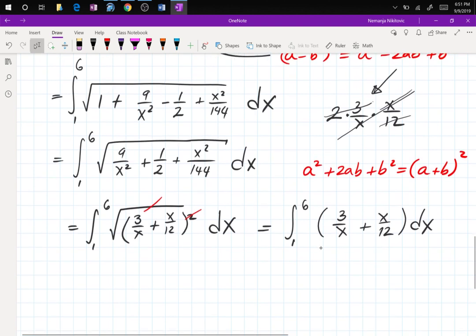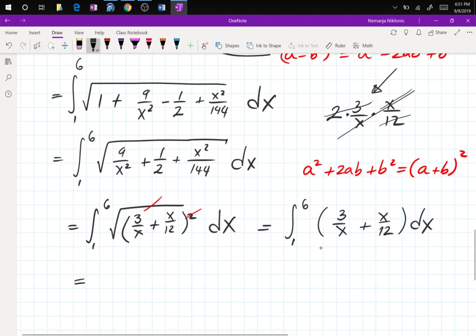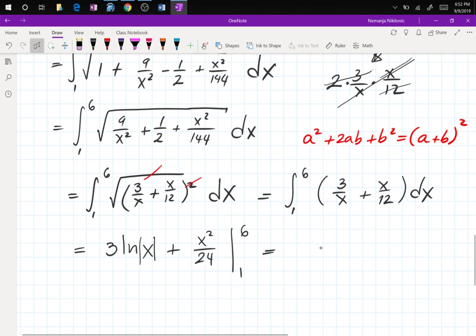So now, when we integrate, we have 3 ln absolute x plus, when I square this, I will get x squared over 24, everything from 1 to 6. That's going to be 3 ln 6 plus 6 squared over 24 minus 3 ln 1 minus 1 over 24.